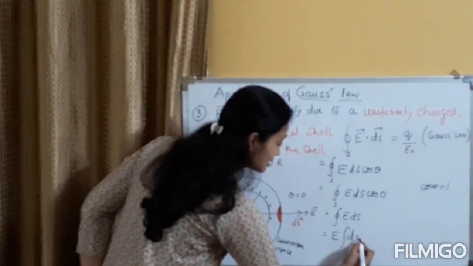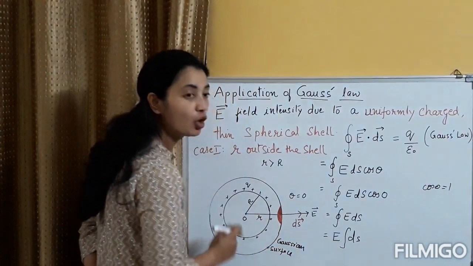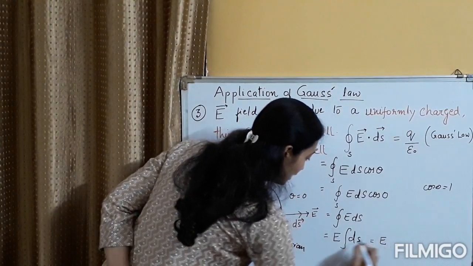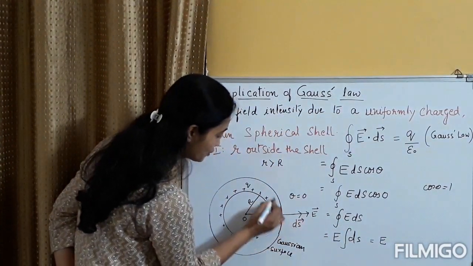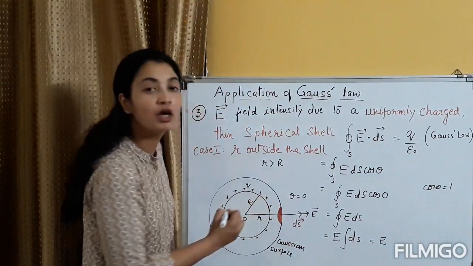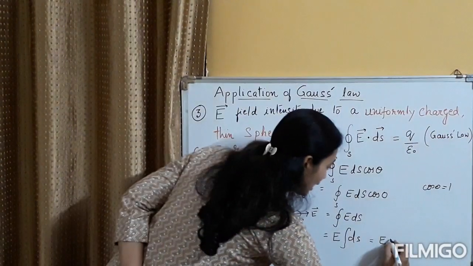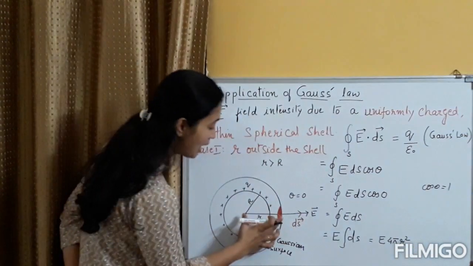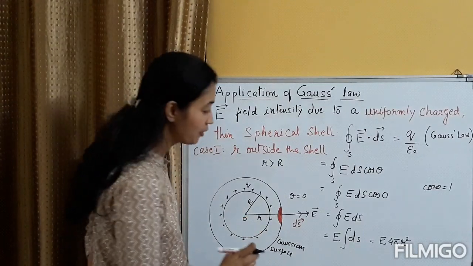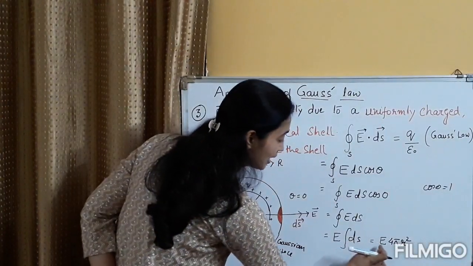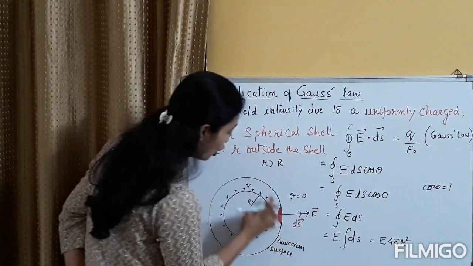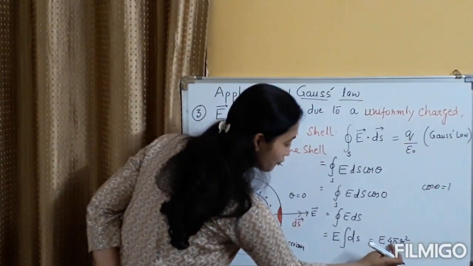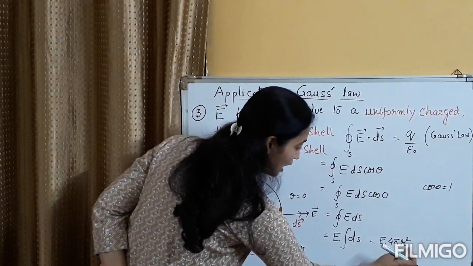Now what is ds? This is the small part of the Gaussian surface, and when you integrate it, you get E times the integration of ds. When you integrate ds, we get the total surface area of the Gaussian surface, which is equal to 4 pi r square, because small r is the radius of the Gaussian surface. So total surface area of the spherical shell is 4 pi r square.